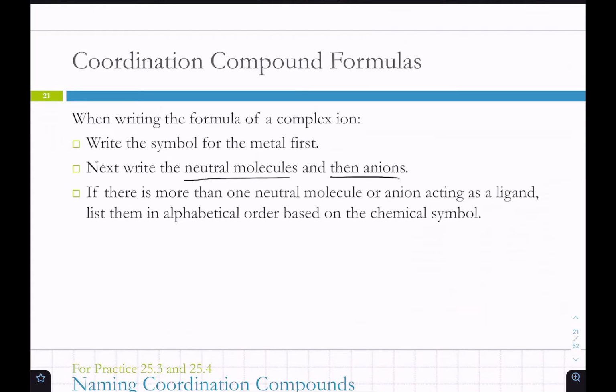So if you're going in the opposite direction, then the metal comes first, the symbol of the metal. So we're going from name to symbols, or to formula. Then it's all of the neutral molecules, then the ions. And if there's more than one neutral molecule or ion acting as a ligand, list them in alphabetical order based on the chemical symbol.